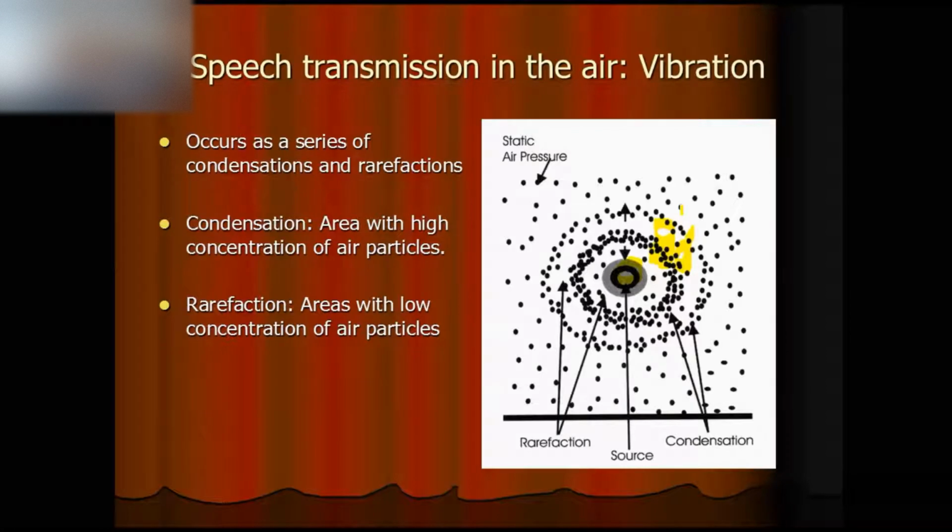So particles close to me and their neighbors move at the same time. Sometimes they are close, sometimes they are far away. If they are close, this causes condensation. If they're far away, this causes rarefaction.